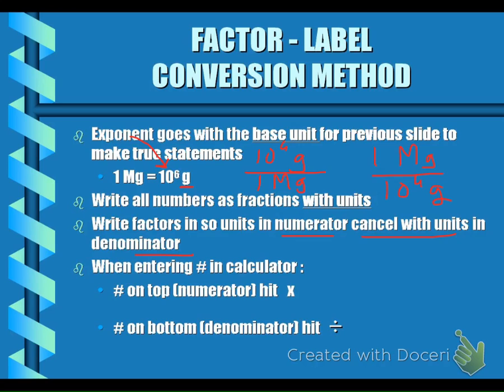Whether I want it in the numerator or the denominator is going to depend on what conversion we're trying to make, and we're looking to cancel our units. So we're going to have a series of fractions that we're writing with numbers and units. And when I go to enter them into my calculator, we're going to want to remember that any number that shows up on the top, or the numerator, we will hit multiply when entering in the calculator, and any number that is in the denominator, or the bottom, we will hit divide.